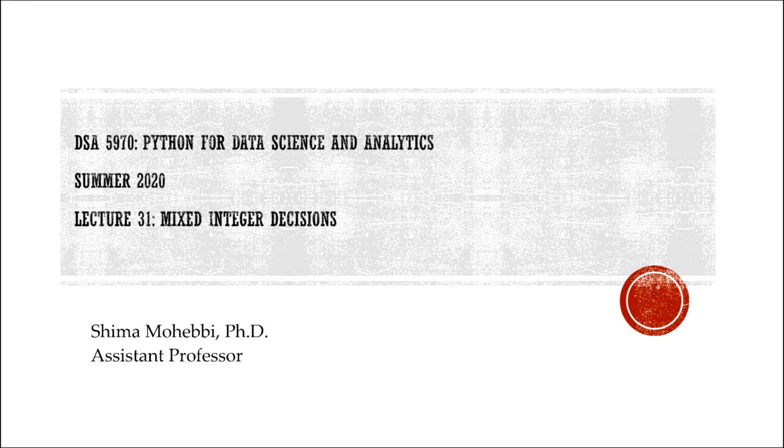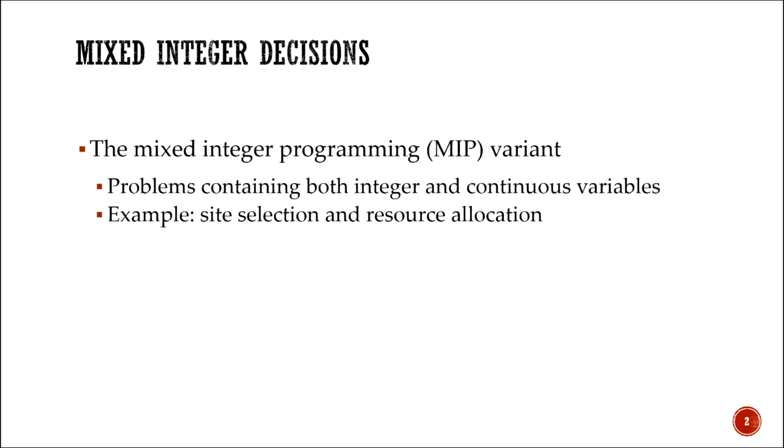In this lecture, I'll be discussing mixed integer decisions. Mixed integer programming refers to problems containing both integer and continuous variables. It means that some decision variables are continuous and can take on fractional values, and other decision variables are integer, can take on just integer numbers, 1, 2, 3, and so on.